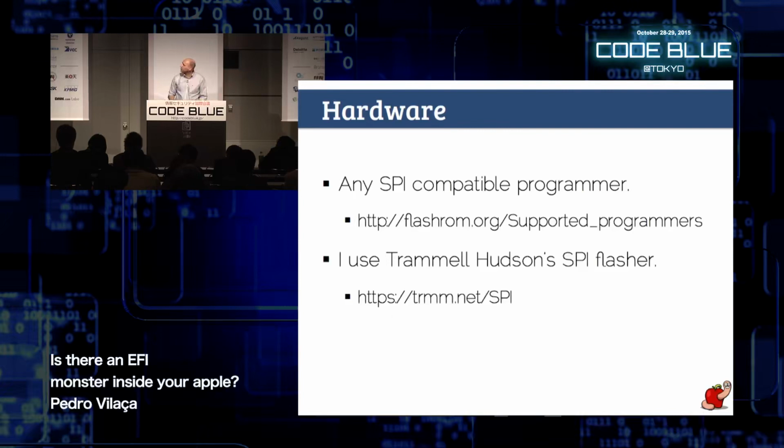What you need in hardware is something that talks SPI, the protocol. You have a list of programmers that are able to do this. You can get an FTDI chip, the 232H, that does this. I use this version from Trammell Hudson, the author of Thunderstrike. The reason is that it works. It does the job, it's easy to use. I don't care anymore about that problem.